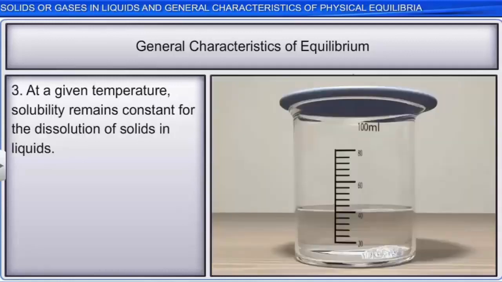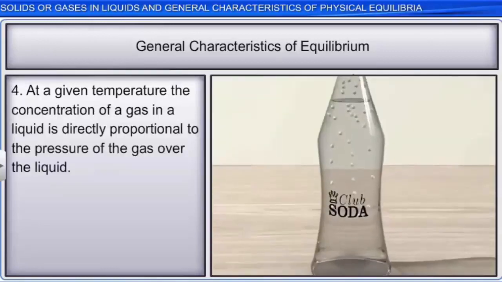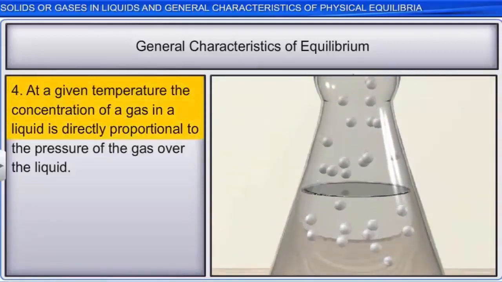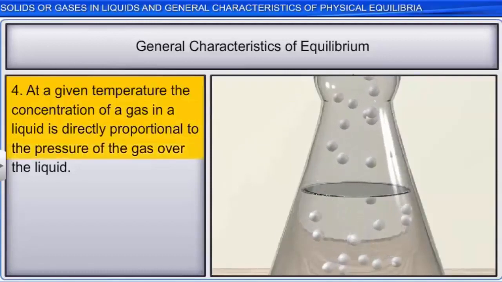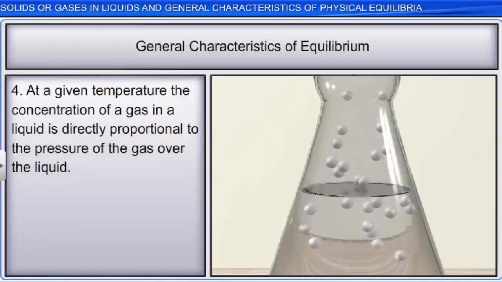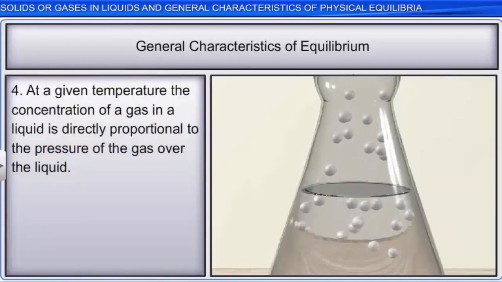At a given temperature, solubility remains constant for the dissolution of solids in liquids. For example, at the given temperature, the solubility of sugar remains constant in a given liquid. At a given temperature, the concentration of a gas in a liquid is directly proportional to the pressure of the gas over the liquid. For example, the concentration of carbon dioxide in water at equilibrium is directly proportional to the pressure of the gas over the liquid.